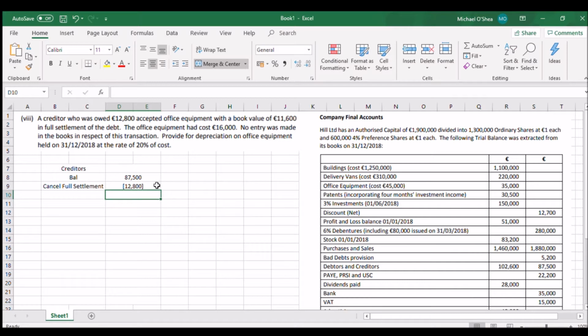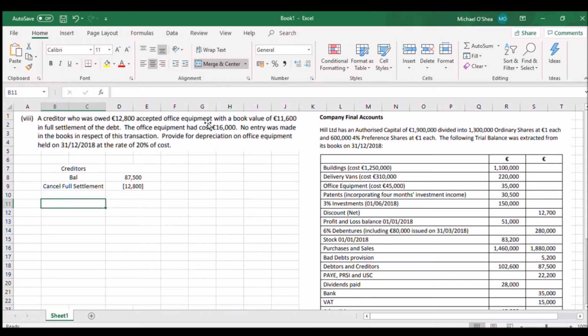You can divide that if you wanted. You could have said 11,600 and 1,200 to show that 11,600 came out of equipment. We'll get to the 1,200 in a second. I'm just cancelling that because I just want to take it out as the easiest way possible. That's the debt I owe everybody, 87,500, and I no longer owe this person 12,800. That's gone.